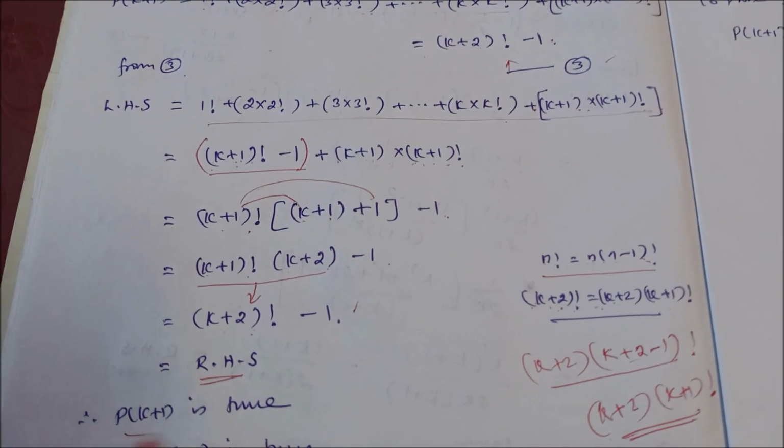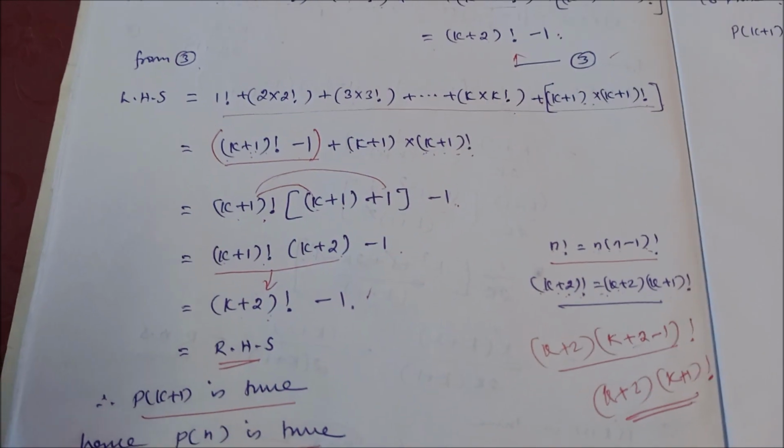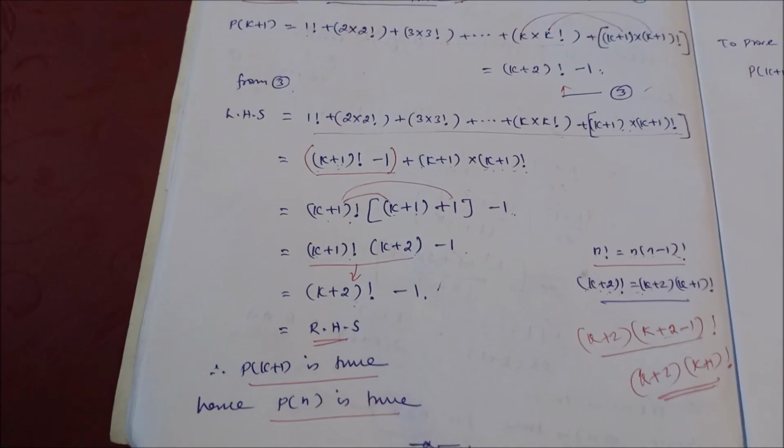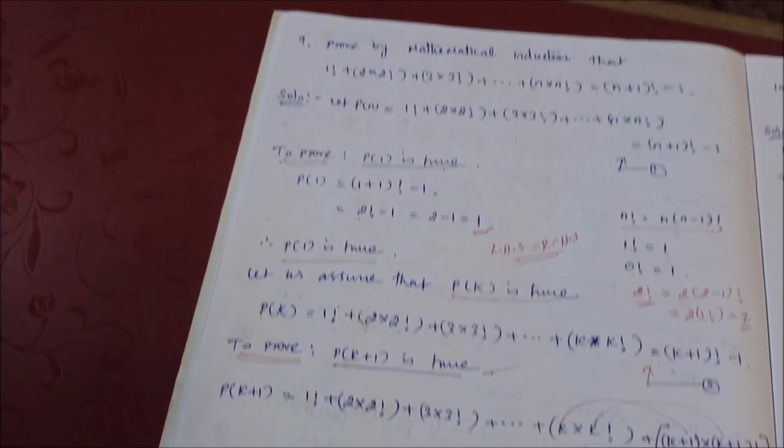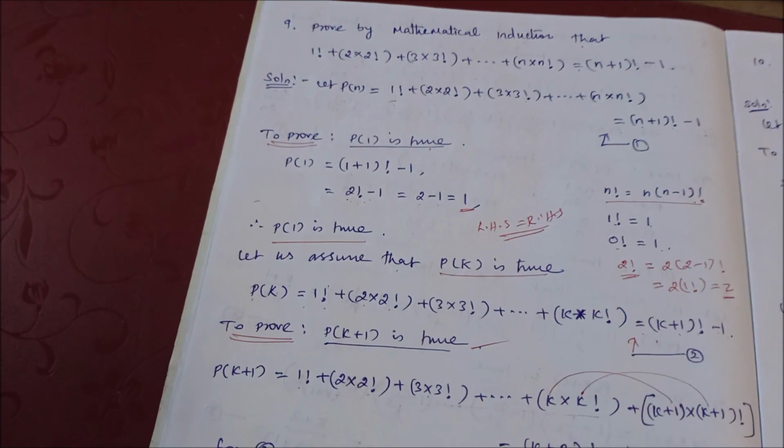Therefore p of k is true, hence p of n is true. So the ninth problem is completed, using the factorial concept.